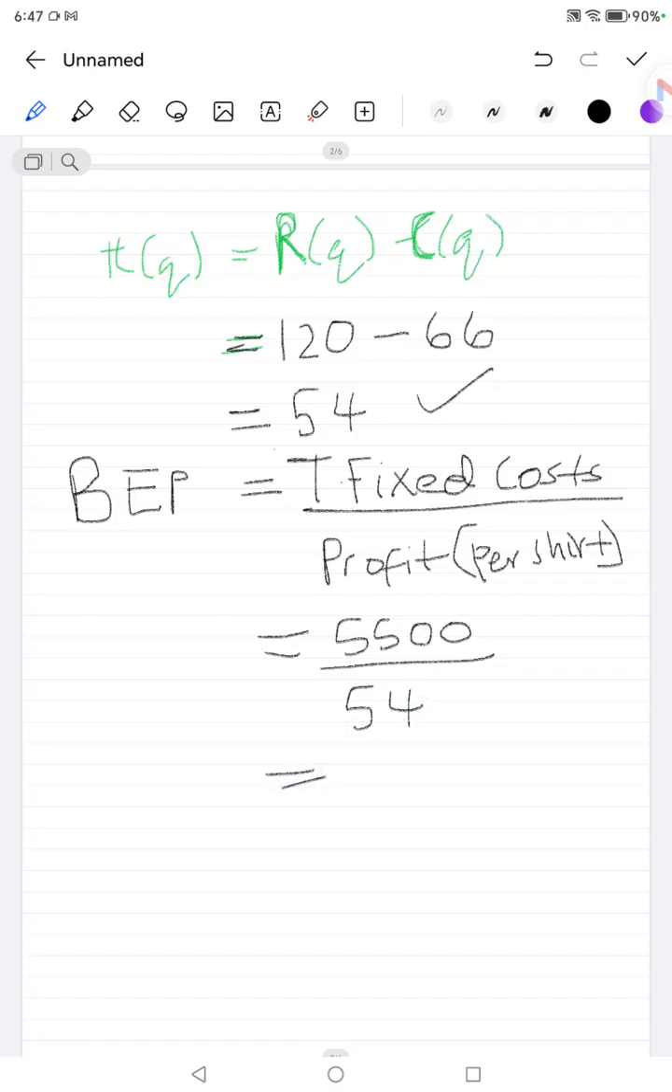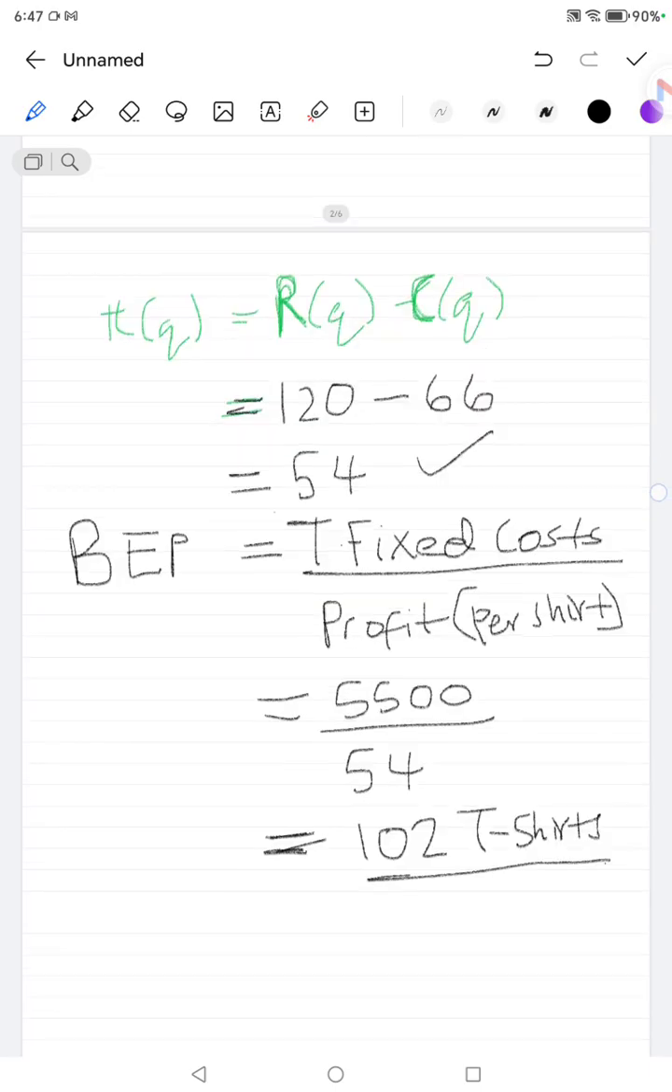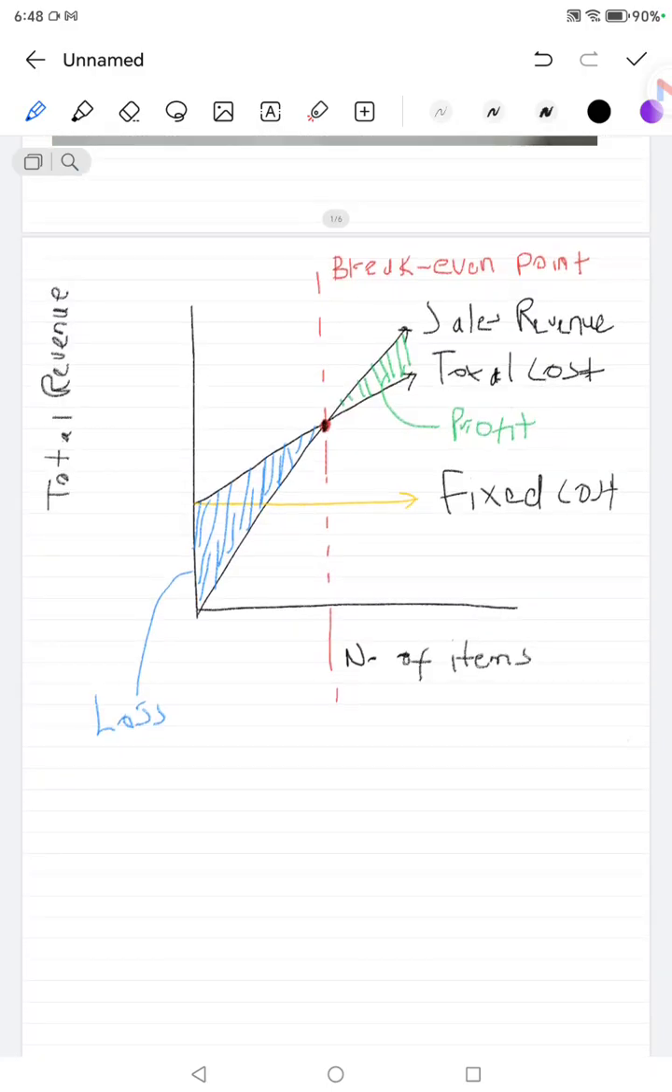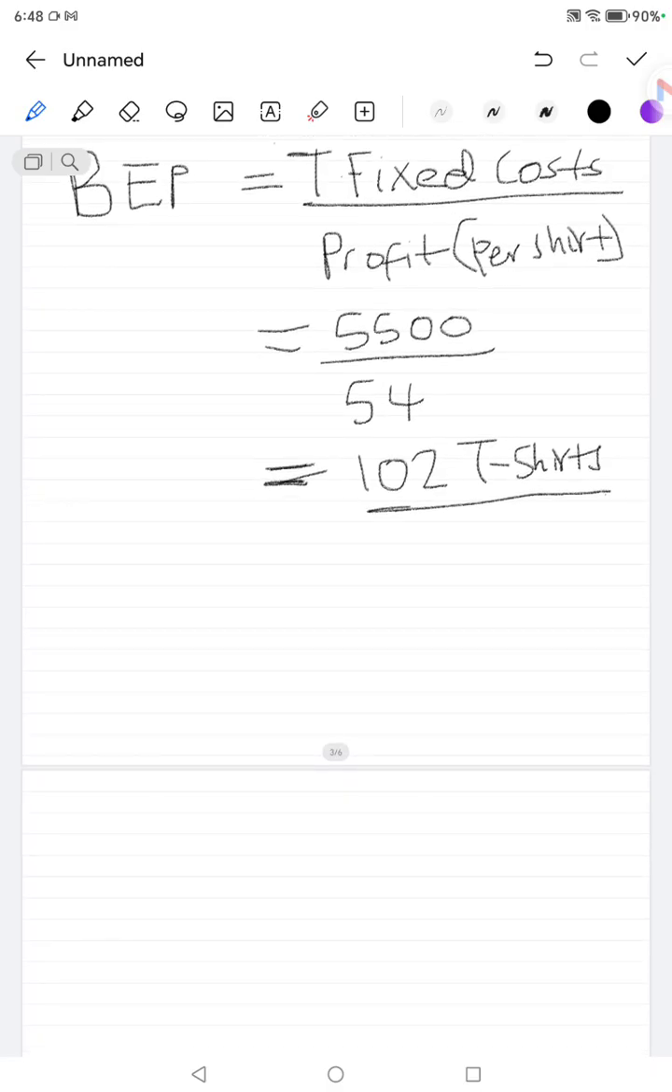Then you know that this is going to give approximately 102 t-shirts. So you check that this is my break-even point, which means I'm going to be at this point in the middle, and in order for me to make a profit, I must sell at least 102 t-shirts. So it can be 103 plus in order to make a profit. Same with the example that I've used before.